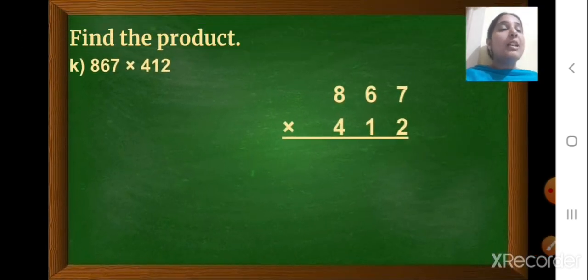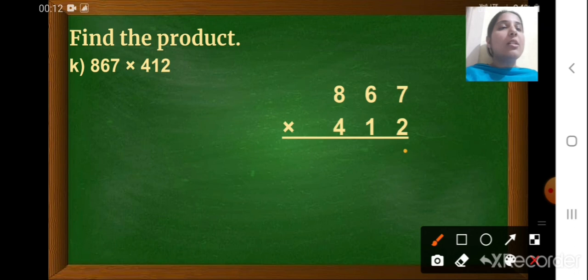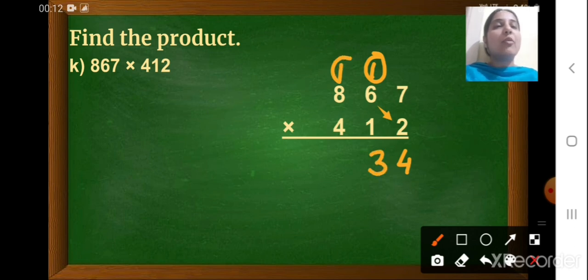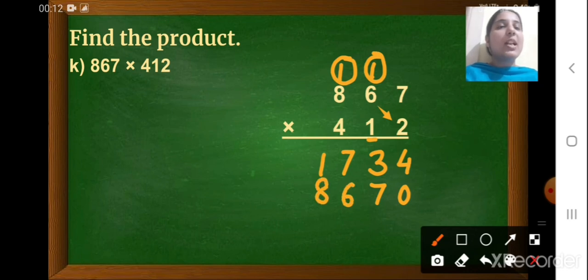So first we will start with the ones place. So 7 twos are 14. So 4 we will write here. 1 will be carried over to the tens place. Now we will multiply. 6 twos are 12 plus 1 added 13. So 3 we will write here. 1 will be carried over to the hundreds place. Now 8 twos are 16 plus 1, 17. Now we will write 1 0 here because now we are going to multiply by 1 ten. So 7 ones are 7, 6 ones are 6 and 8 ones are 8.